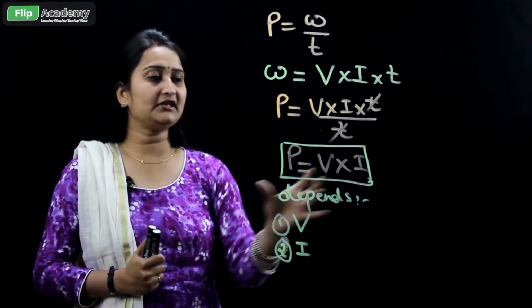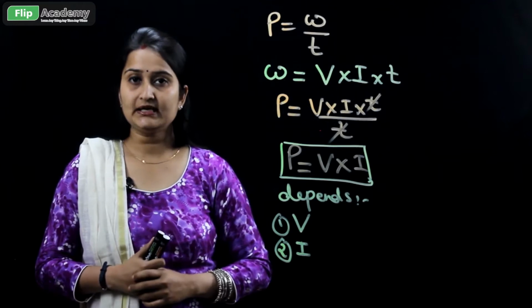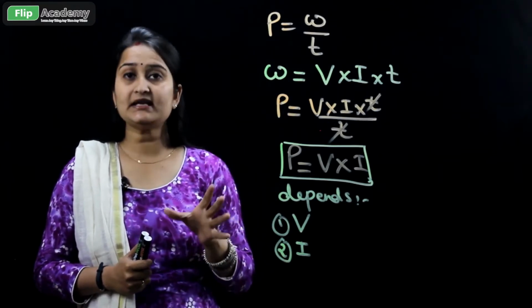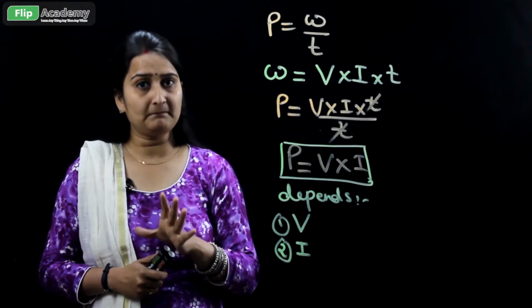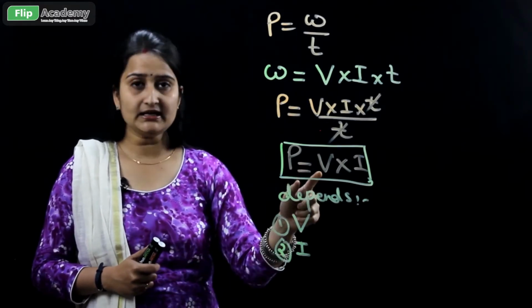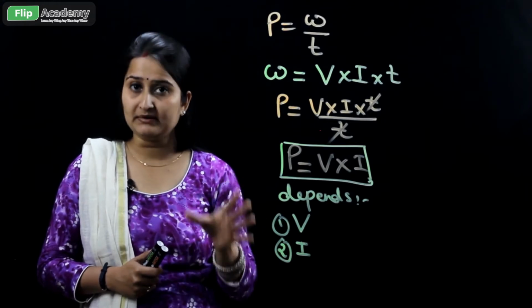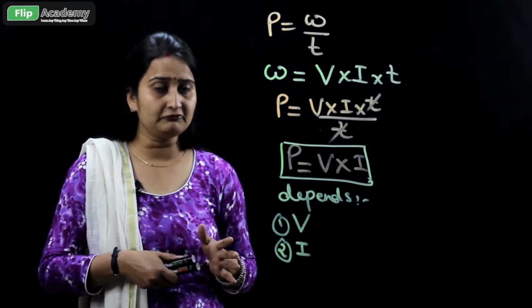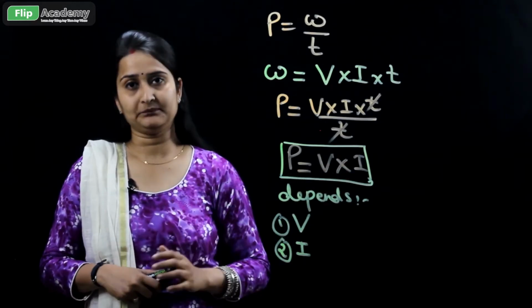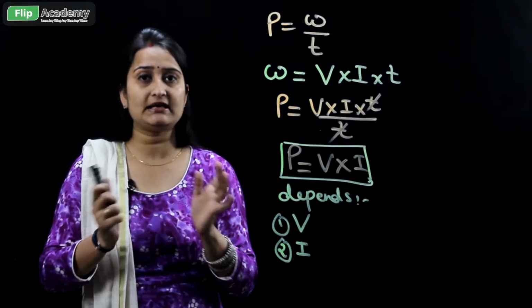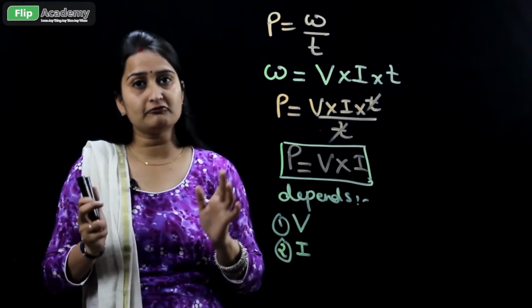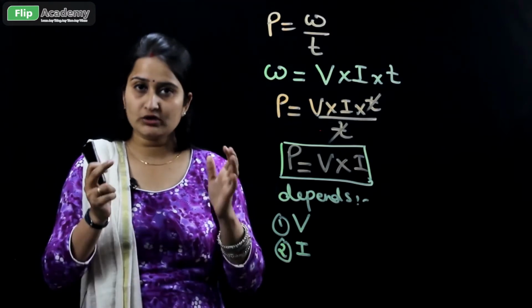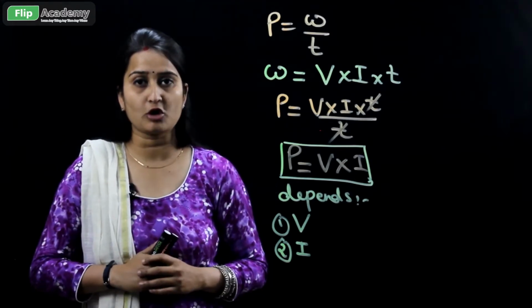How can we define this formula? We can define it as: capital P is the power rating of the appliance when V is the potential difference supplied across the appliance in which the current flowing is capital I. So you can make the definition according to the formula calculated. If you have the formula in front of you, you can easily make out the definition from it.